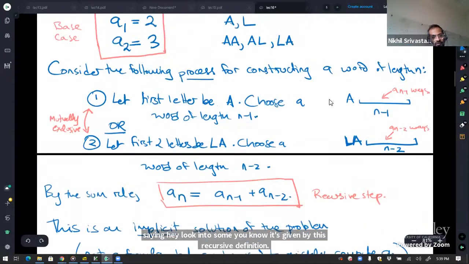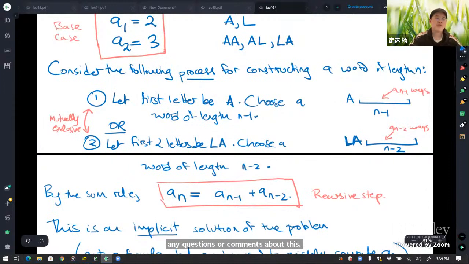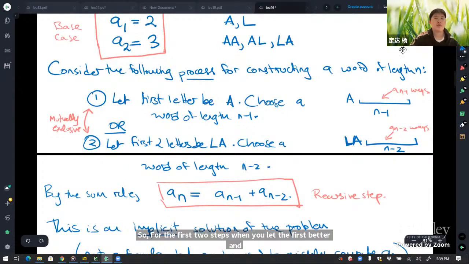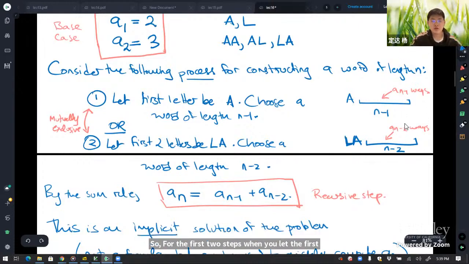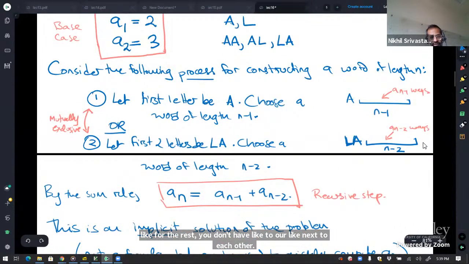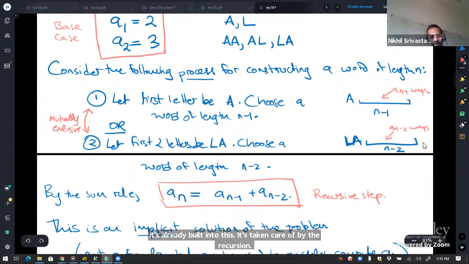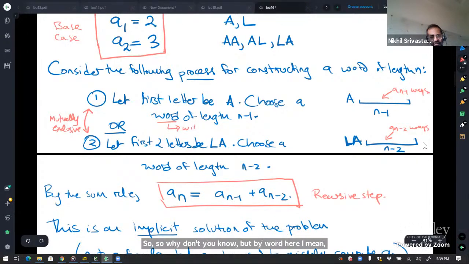So any questions or comments about this? So for the first two steps, when you let the first letter and the first two letters be A and LA, how can you assure that for the rest you don't have two L's next to each other? Right. Yeah. So that's the beauty of the recursive step, right? This n minus 2. So by word, I mean a word without two L's, right? So it's already built into this. It's taken care of by the recursion. So what by word here, I mean without two L's, right? Without LL.